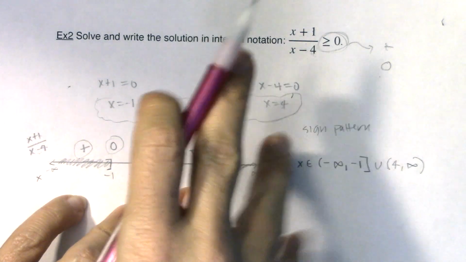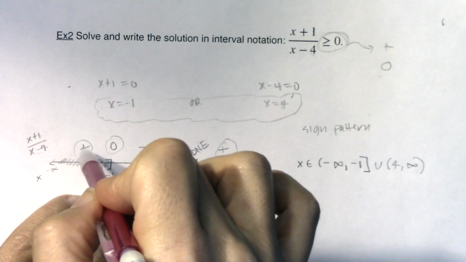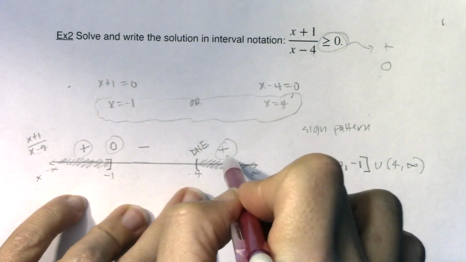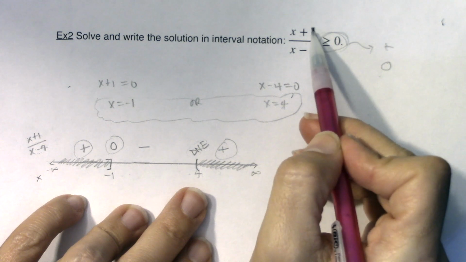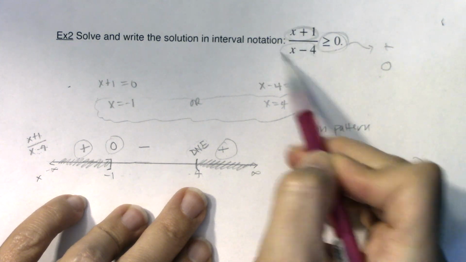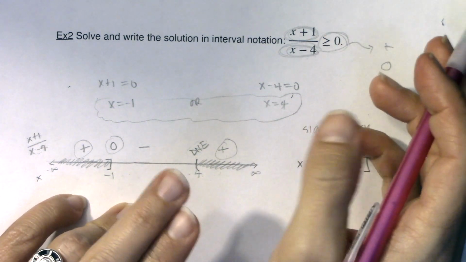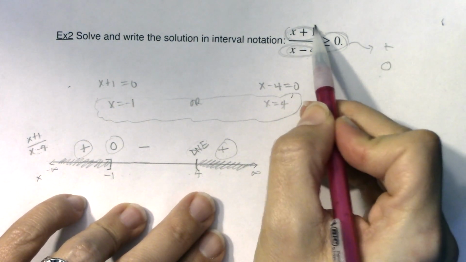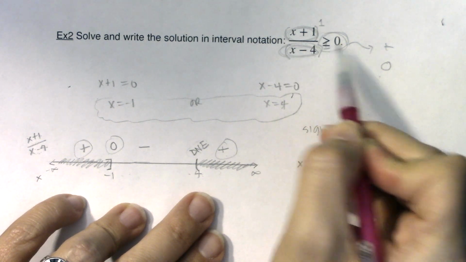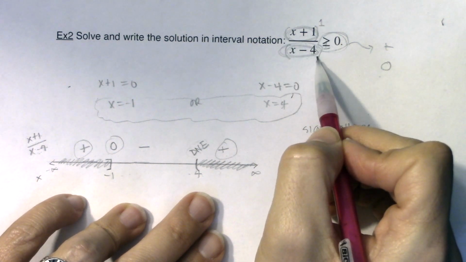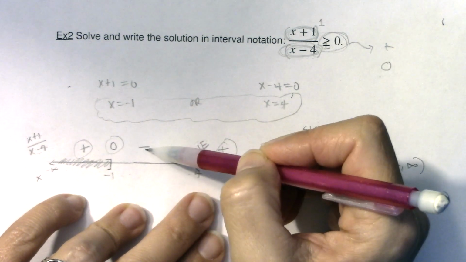Okay, so maybe after 2 examples, you started to see that these signs alternate, right? Plus, minus, plus. The same thing happened on example 1. And I'm going to tell you, when you have factors, you have an x plus 1 here and an x minus 4 here. When you have factors that are to an odd degree, meaning if I were to put parentheses around this, it would be to the first power. This would also be to the first power. When you have factors that are raised to an odd degree, the signs will alternate.